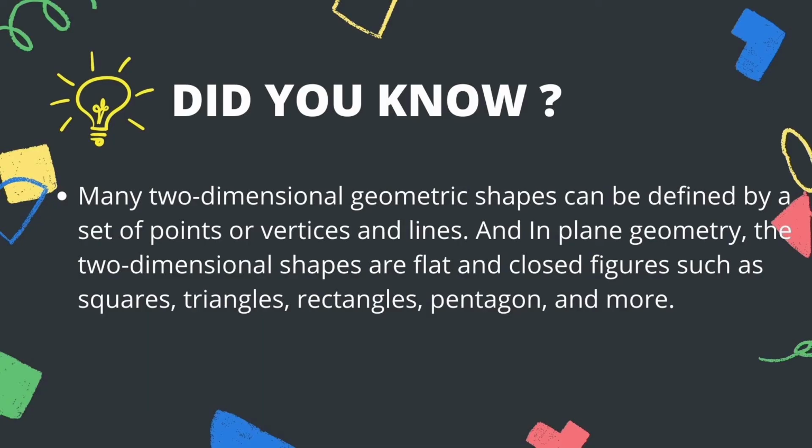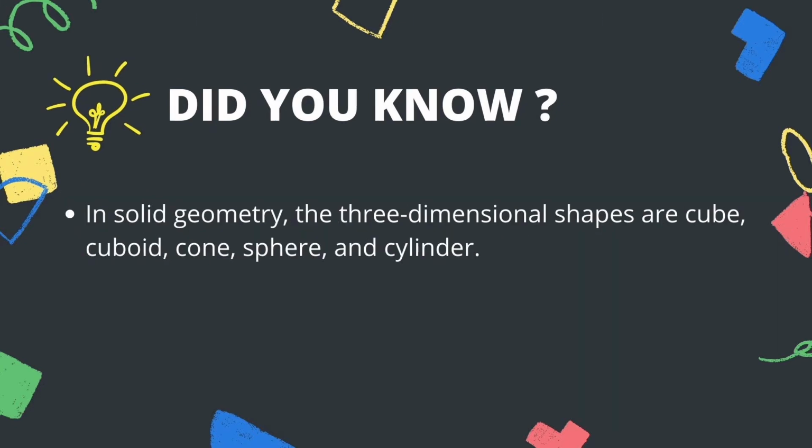Many two-dimensional geometric shapes can be defined by a set of points or vertices and lines. And in plane geometry, the two-dimensional shapes are flat and closed figures such as square, triangles, rectangles, pentagon, and more. But did you also know that in solid geometry, the three-dimensional shapes are cube, cone, sphere, and cylinder?